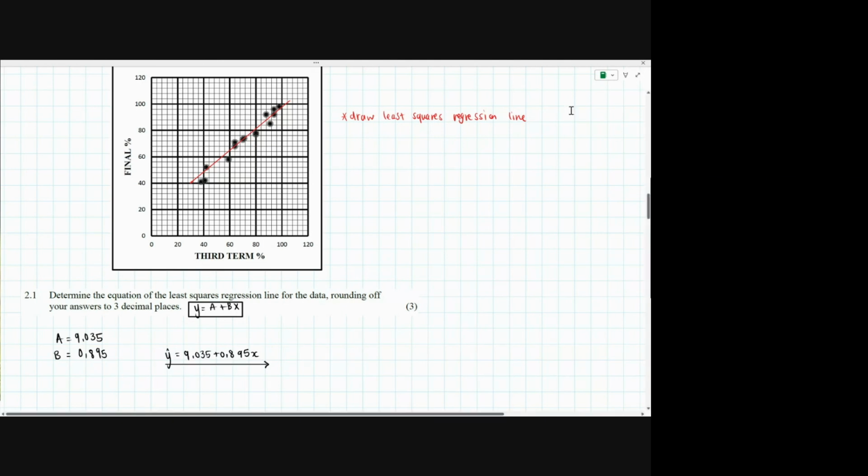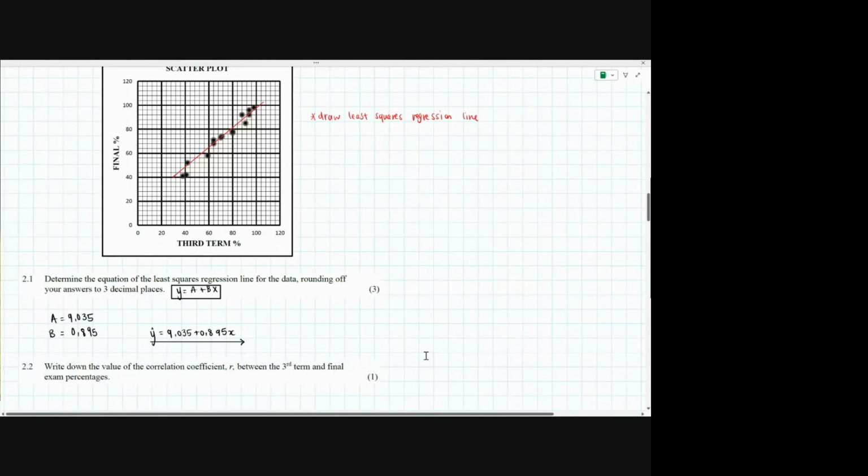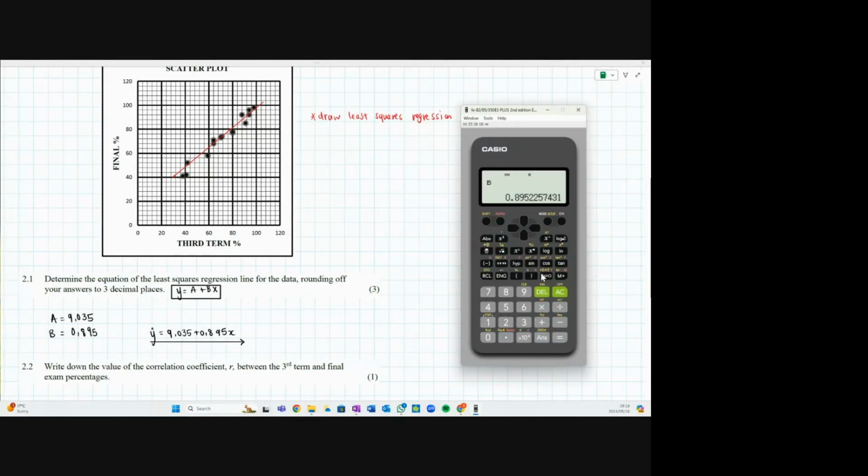Okay, I'm going to make this ever so slightly smaller, just so that we can have a look at the scatter plot in conjunction with this next question. So 2.2 says, write down the value of the correlation coefficient R between the third term and the final exam percentages. Again, you do this on your calculator, right? There's no need to try and do anything by hand here.